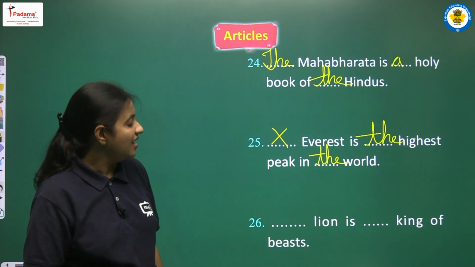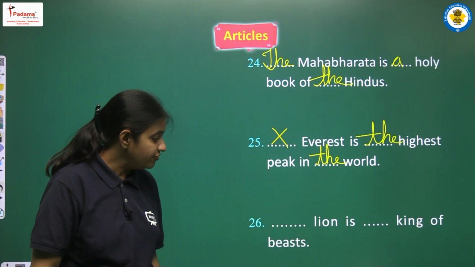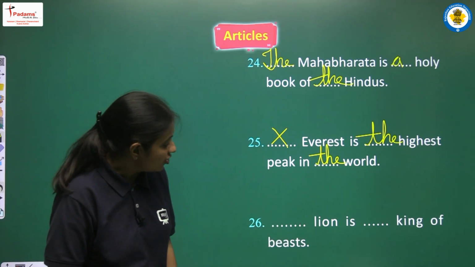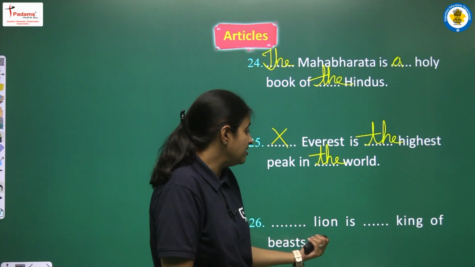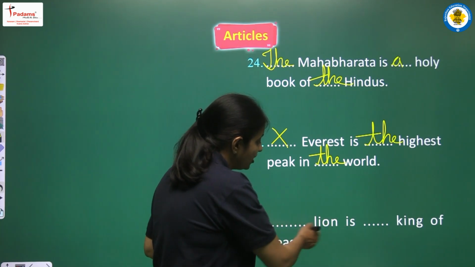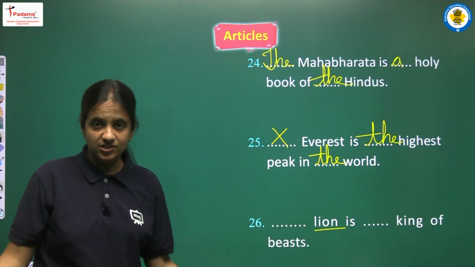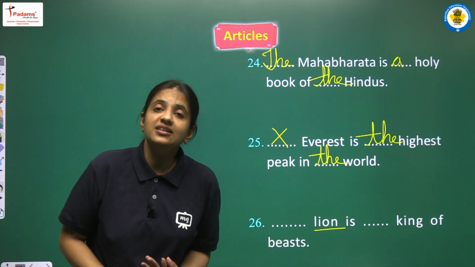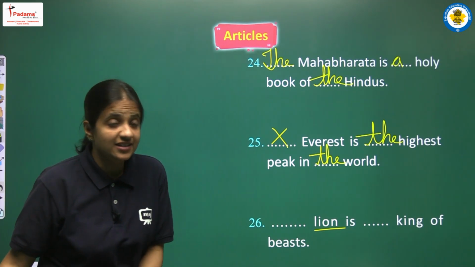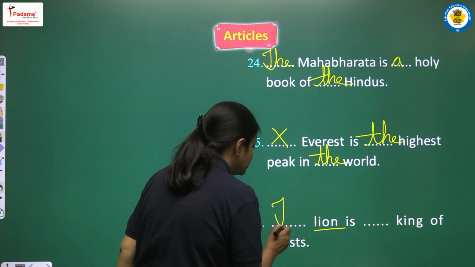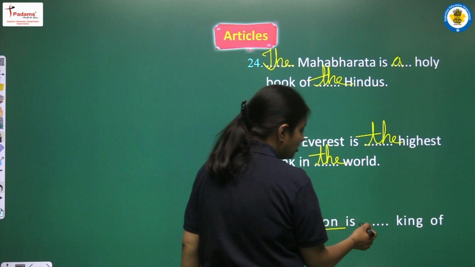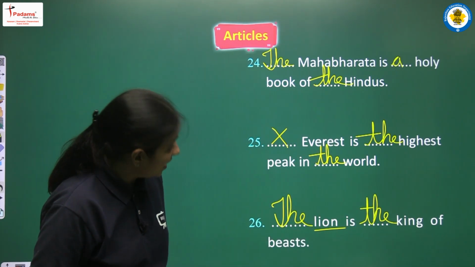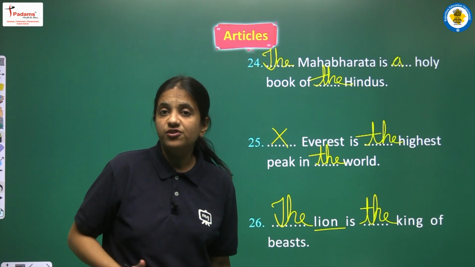Next sentence, lion is king of beasts. Okay, so again we are having two blanks, and what we are talking about, we are saying that lion. So in this sentence we are talking about actually all the lions. Okay, we are not talking about only one lion, but we are saying a general thing related to all the lions. So this is the reason we will use the here, and in this blank also we will write the, and the sentence will be the lion is the king of beasts.